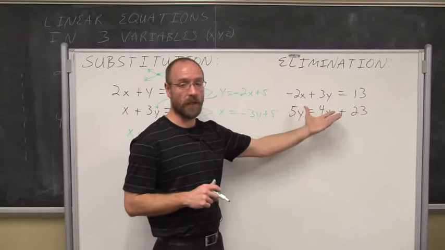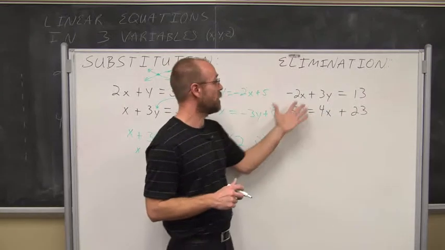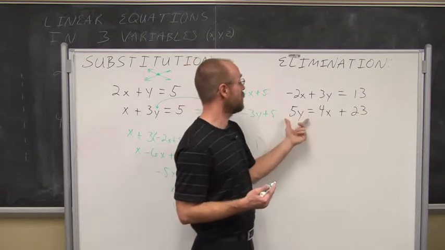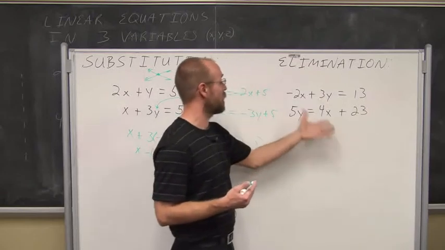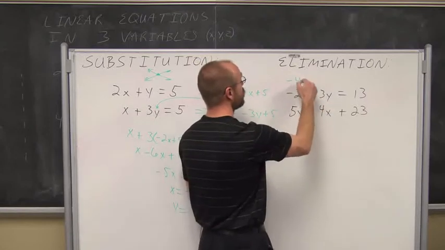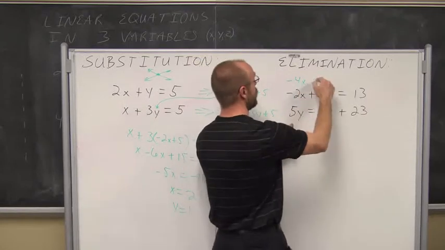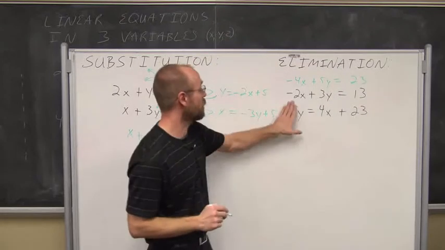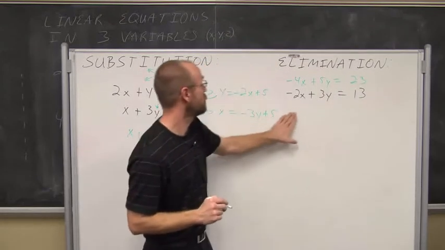Now, to do elimination, one thing we have to be aware of is all of our variables and constants need to line up. So what I'm going to do is I'm going to rearrange this equation so that my x's and my y's are on the same side of the equation. I'm just going to subtract 4x to the other side to have that right there. Now, I just rearranged it, so I'm going to get this out of the way.